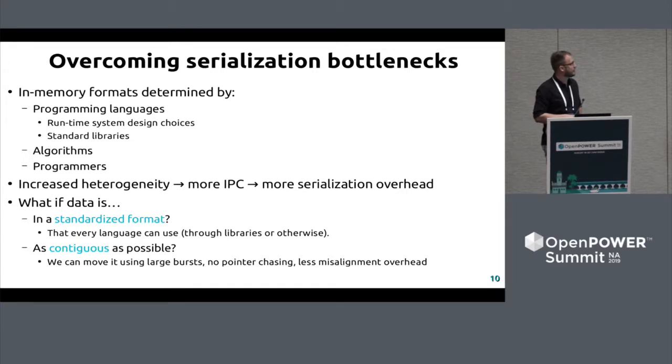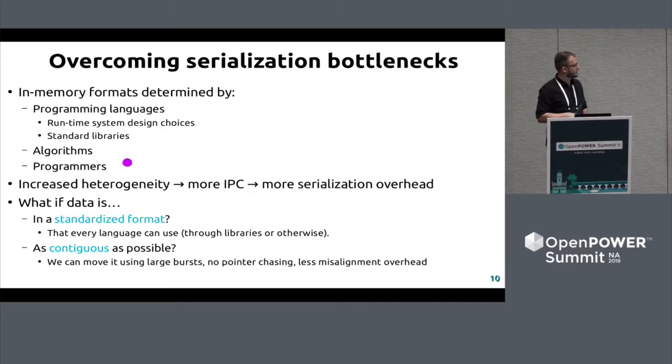We have to overcome the serialization bottleneck for the reasons I just showed in the example, right? These in-memory formats are very hard to tell people to change, because they're determined by a lot of factors. They can be determined by the programming languages themselves, and especially the standard libraries and the runtime system design choices dictate that they're going to look like this. Very often the programmers don't even have to think about them anymore in these highly abstracted languages. But also the algorithms can dictate what the data looks like in memory, and the programmers could do something about it if they wanted to.